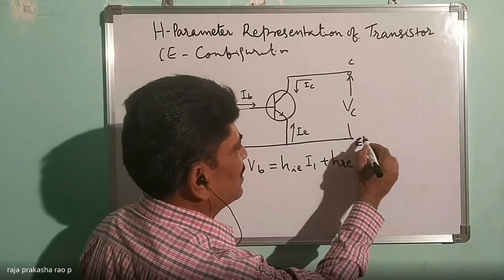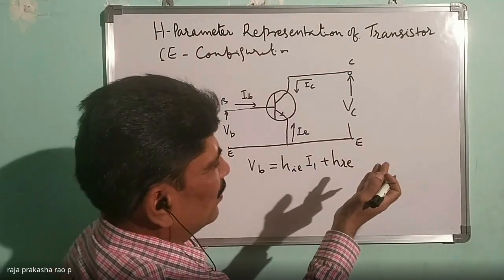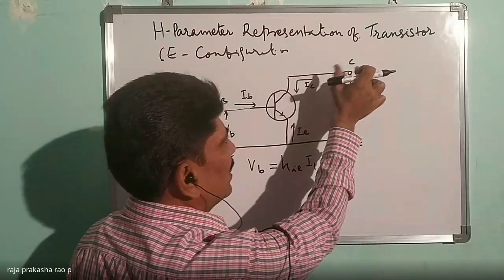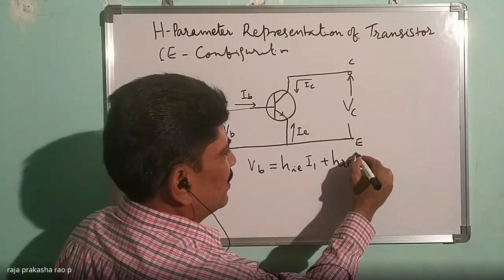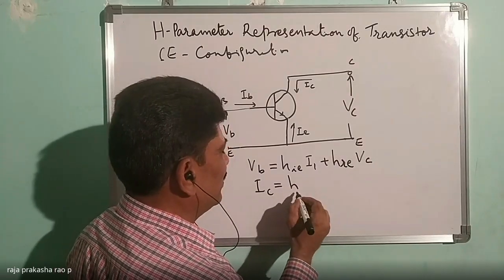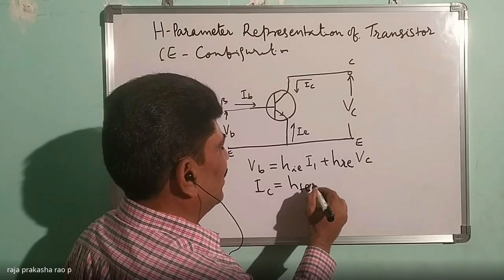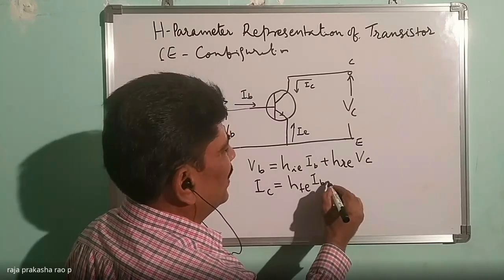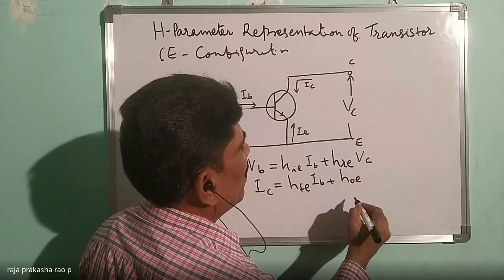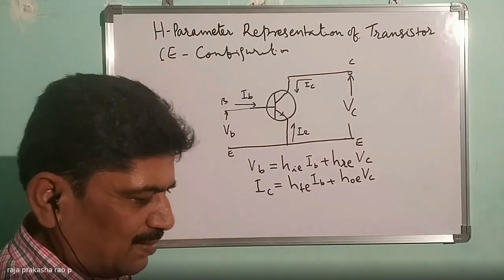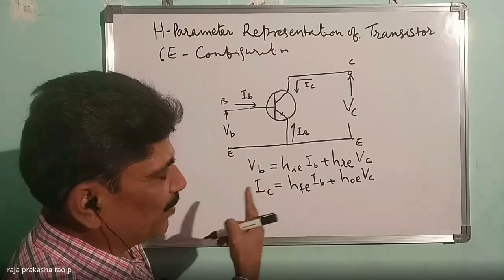Emitter is common for the input as well as the output. So input voltage is VB and input current is IB. Output voltage is VC and output current is IC. So VC now. Then output current IC equals what? hfe into IB plus hoe into VC. Have you followed this, students? Okay, based on the circuit, I have framed the equations.